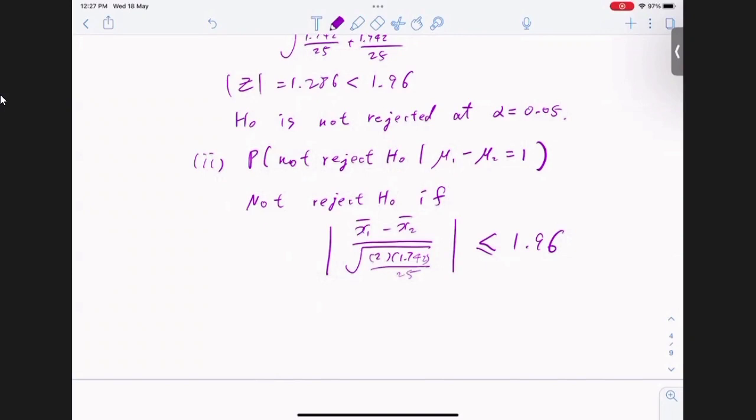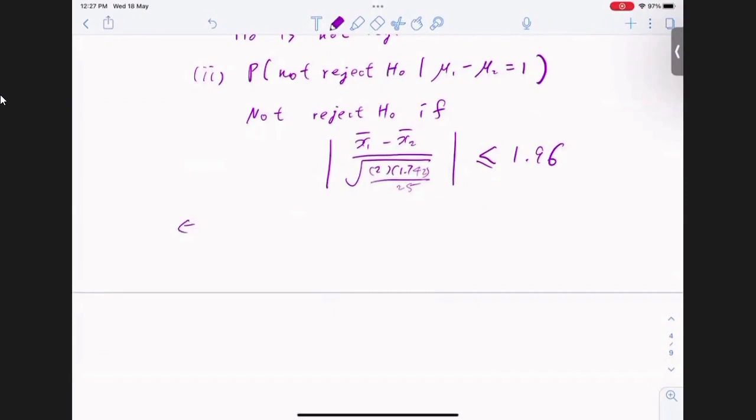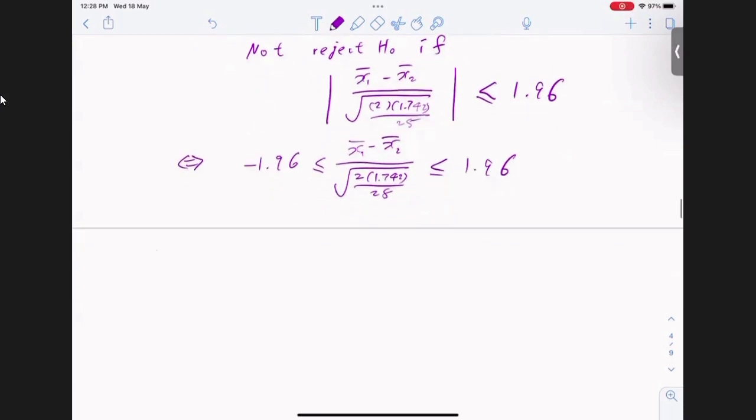So the question is asking how likely this is to happen if the difference in the population means is equal to 1. This is equivalent to this test statistic being no greater than 1.96 and also no smaller than minus 1.96. Because if it is smaller than minus 1.96, the magnitude will be greater than 1.96 and will lead to a rejection. We will not reject the null hypothesis when this difference is not too large and not too small. So we need to compute this probability.